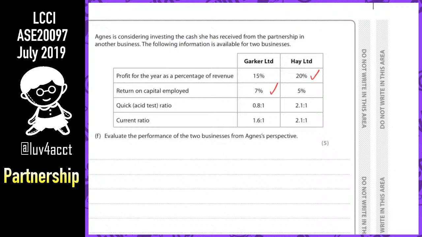Quick ratio, also the acid test ratio. Both are the same for Hay Limited. Can I say it is good, or will it be a little bit too much? I will say it is good, not too much. It's not 20 to 1, it's 2.1. You can see that they are the same, which means there is no inventory. You can point out this point.